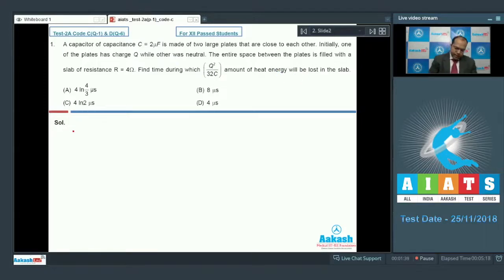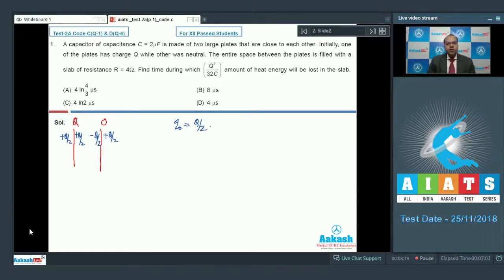So it is given that these are the plates of the capacitor and Q charge is given to this plate and this plate is neutral. Initially this is the charge, then charge distribution will occur and the Q by 2 charge will come to the outer surfaces. So this is Q by 2. So the charge on this side of this plate is minus Q by 2 and on this side is plus Q by 2. So at t equal to 0, the charge on the plates which are facing each other is Q by 2. So the initial charge on the plate of the capacitor I can consider Q by 2.